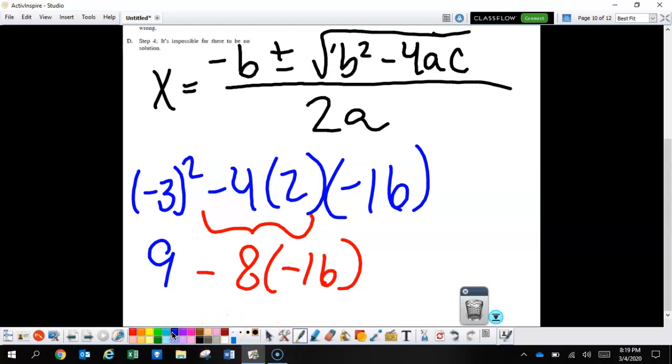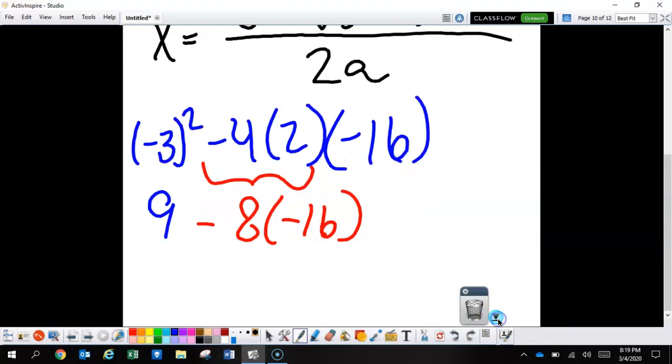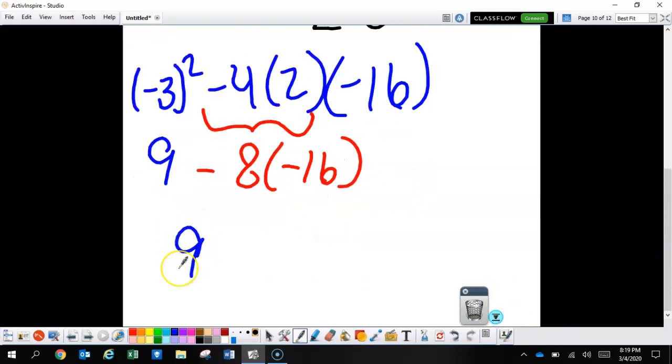I don't know what that is. Hey, you want to hear a trick? Hey Google, what is negative 8 times negative 16? The answer is 128. That's right. So it's 9, and then negative times a negative is a positive, so that's 128.